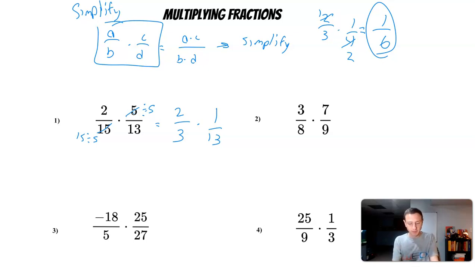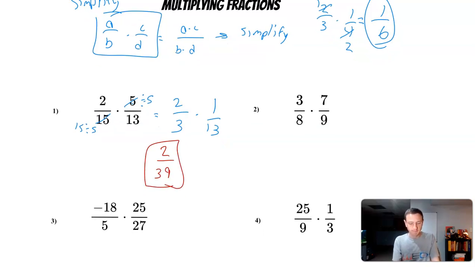And then after that, always double check that there's nothing else that I can simplify. 2 does not go into 3, 2 does not go into 13. So I'm going to just multiply across the top now. 2 times 1 is 2. 3 times 13 is 39. So we get 2 over 39.